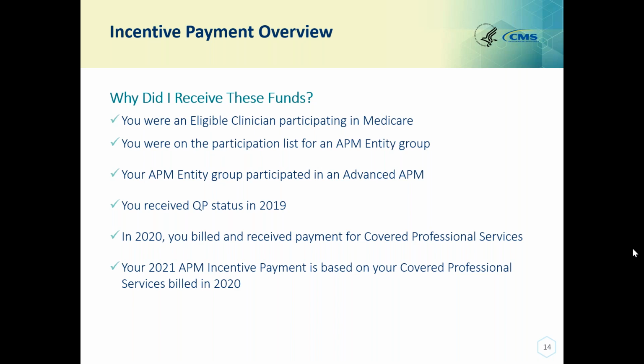And for the last three bullets, I just want to reference that this is based on if you earned QP status in 2019, then we will look at your billing for 2020 for your covered professional services. And then in 2021, you would receive that 5% bonus off of your claims that were billed in 2020.